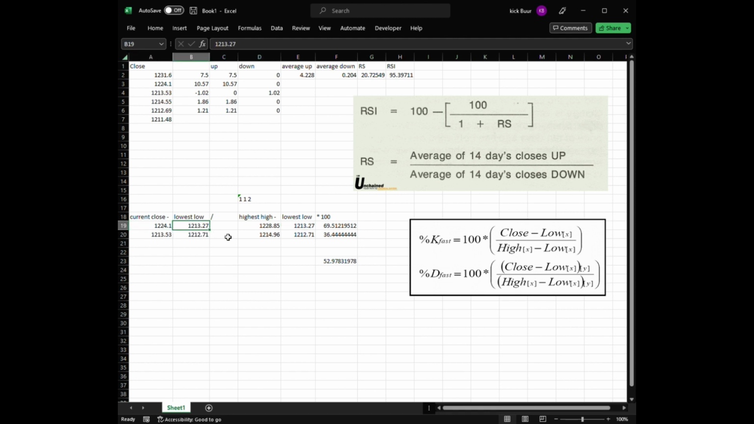Now you subtract this from this one, and this from this one. So you get something. Now divide these values by these values, and times that by 100. You will get 69.51. I'll show it to you in a second. So that's basically it. You have a stochastic of 69.51. It's overbought if it's above 70, so that's good to know.